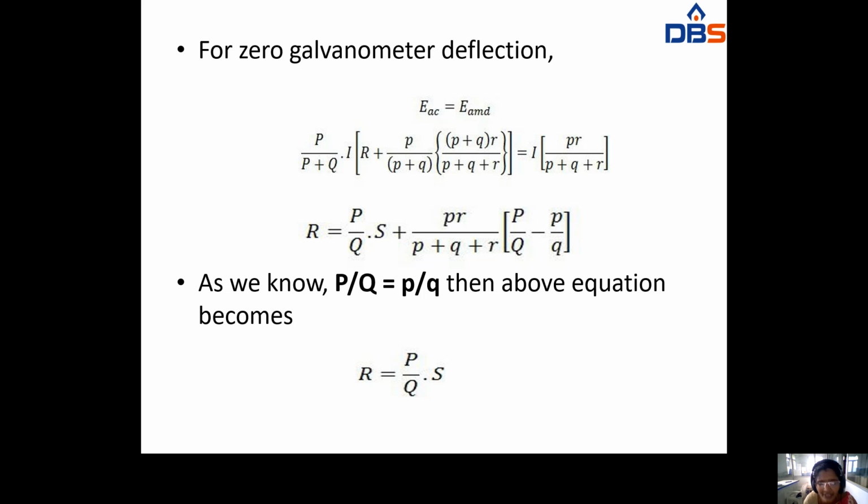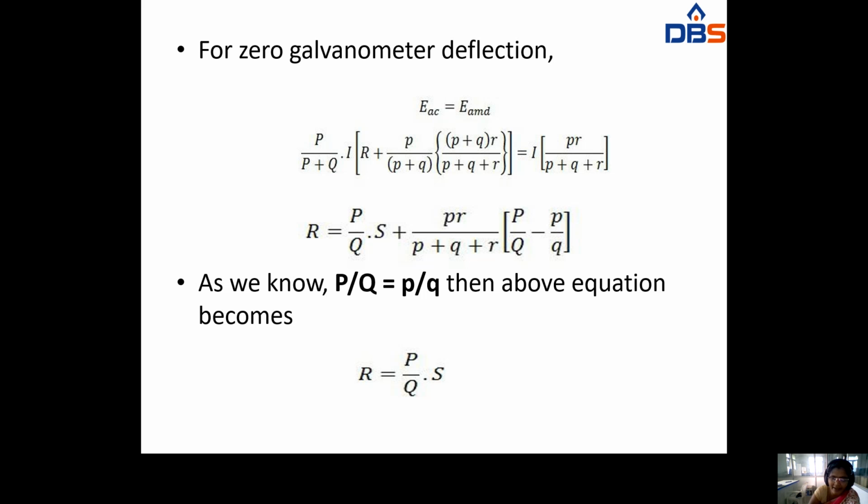For zero galvanometer deflection, here you can write EAC equal to EAMD. So EAC is I into PR by P plus Q plus R, and EAMD value is P by P plus Q into I into R plus P by P plus Q into P plus Q into R divided by P plus Q plus R. So from this, by solving this equation, here you can get the R value.